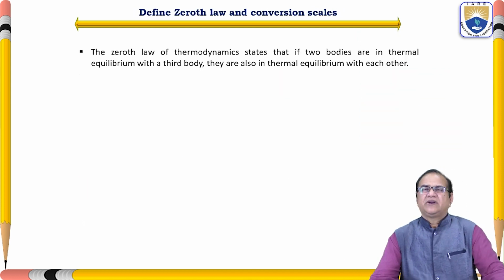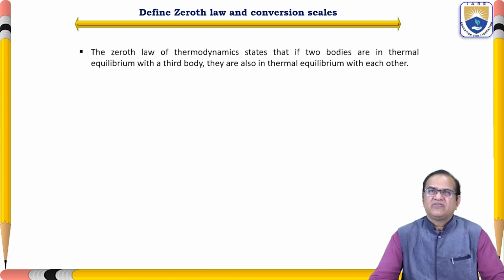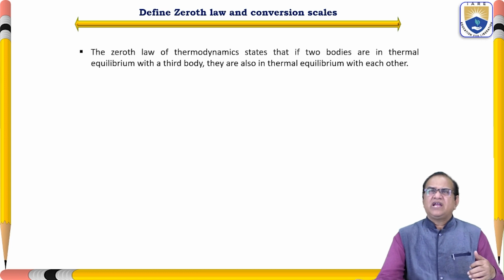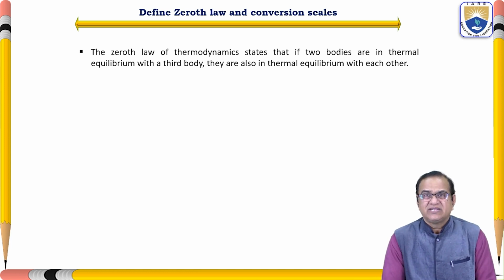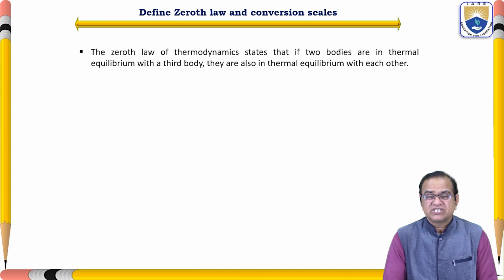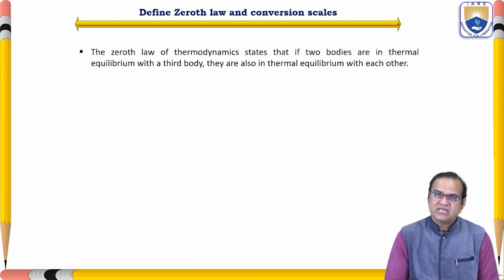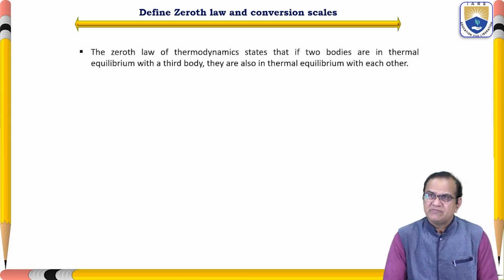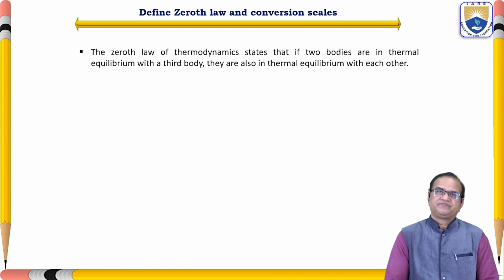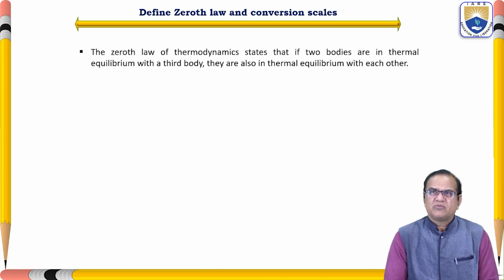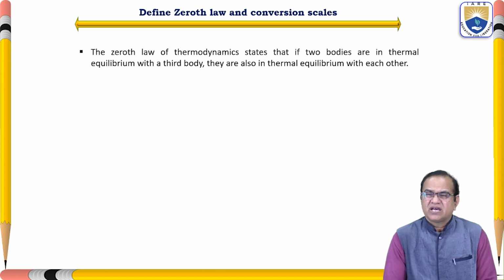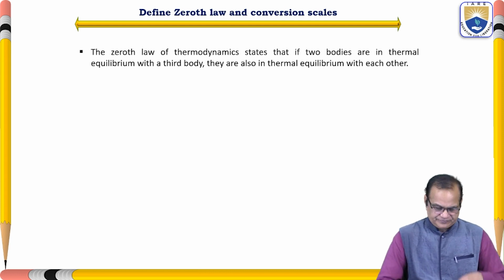Now I will define the Zeroth law and the conversion scales. So what is the Zeroth law? This Zeroth law makes it possible for a system's temperature to be calculated by comparing it with some known parameters. The Zeroth law of thermodynamics states that if two bodies are in thermal equilibrium with a third body, they are also in thermal equilibrium with each other.